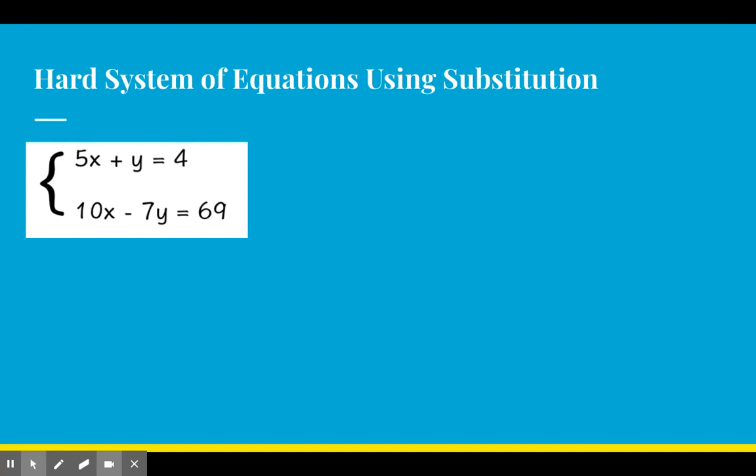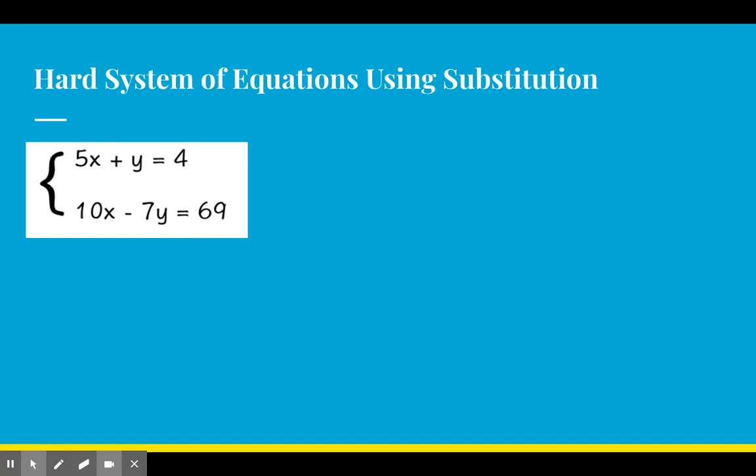Okay, now to the harder one, probably the hardest type you will see. In both of these equations for the system, neither of them are already set up as y equals or x equals. So we have to do a little bit of work to be able to set one of those up first. So we're going to have to rearrange one of them to be able to do the substitution. So if you look at the first equation, the 5x plus y, that one can easily be rearranged so it just says y equals. All we would have to do is move the 5x over.